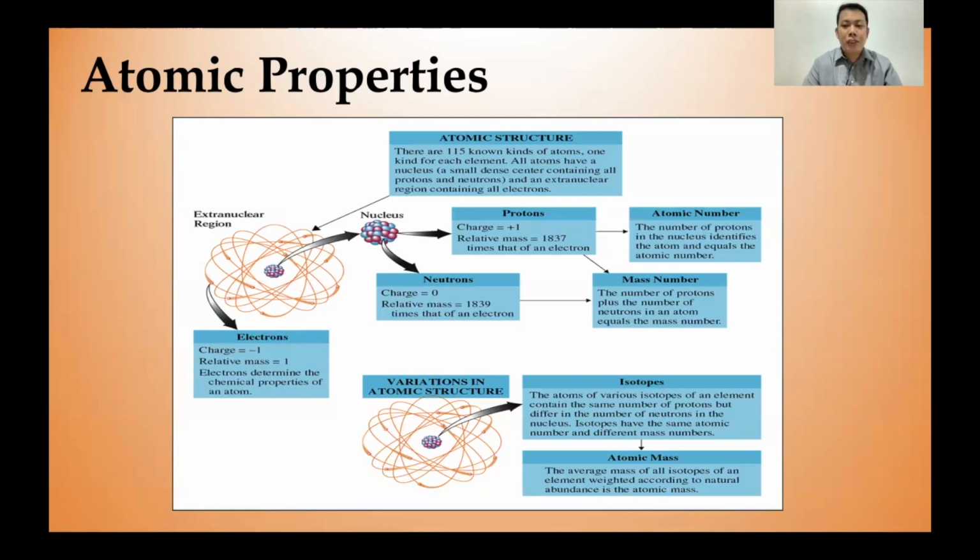Now, there are also cases where there is formation of isotopes. So isotopes are atoms of various isotopes of an element that contain the same number of protons but a different number of neutrons in the nucleus. So isotopes have the same atomic number and different mass number.